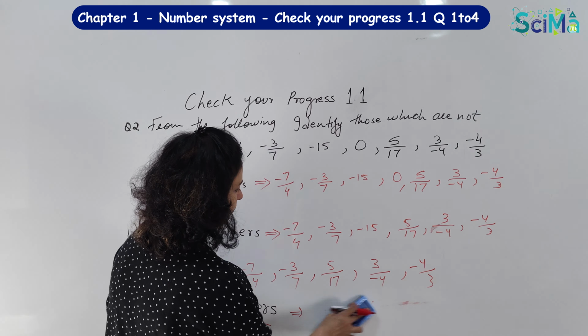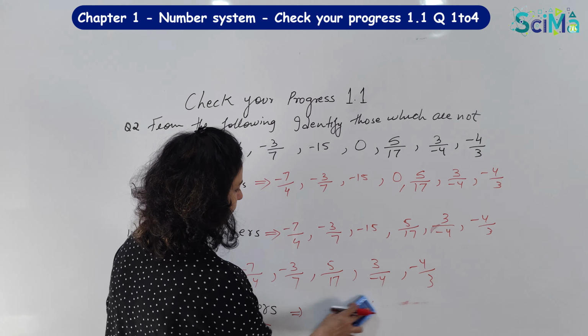Okay, now we can do the addition. What do we get when we add? We take the LCM 3 and we add 9 plus 7. That is 16 by 3. Okay, now 16 by 3 is a rational number.